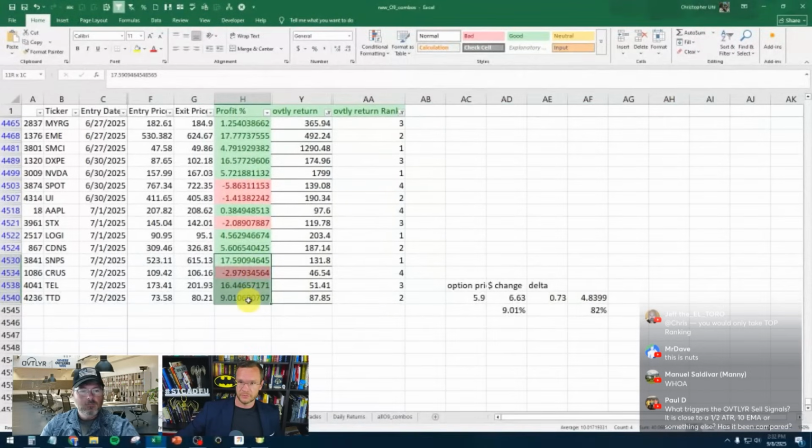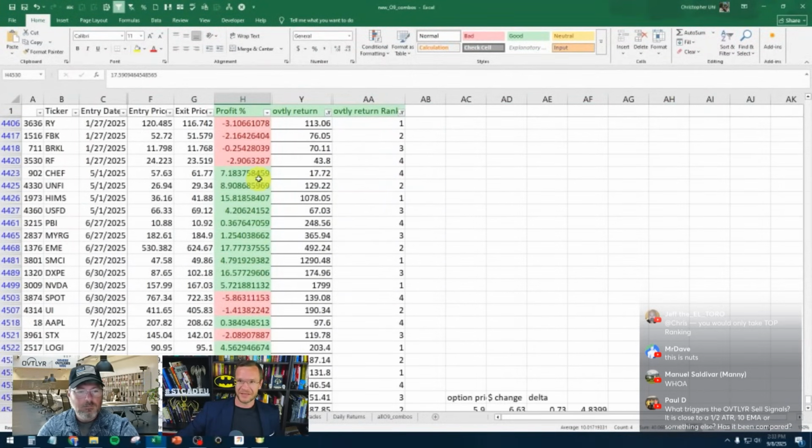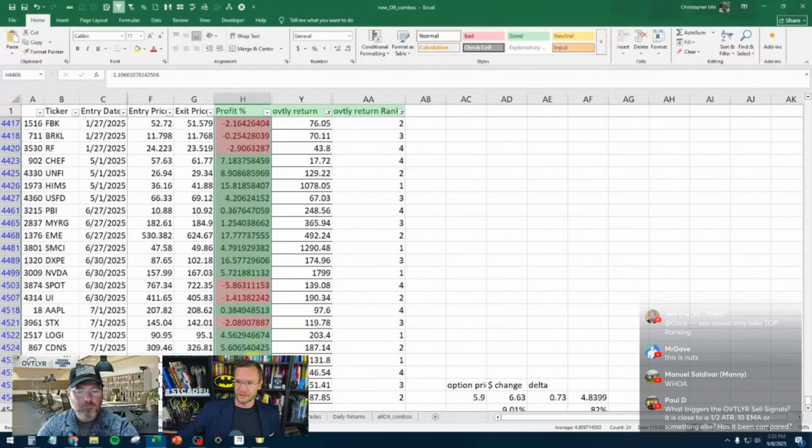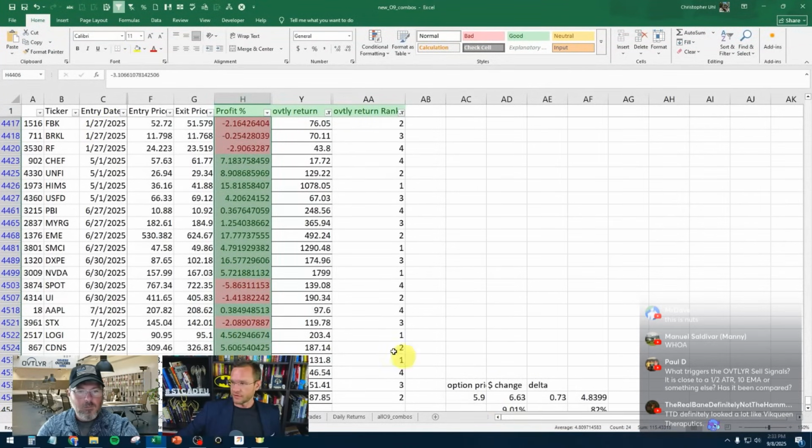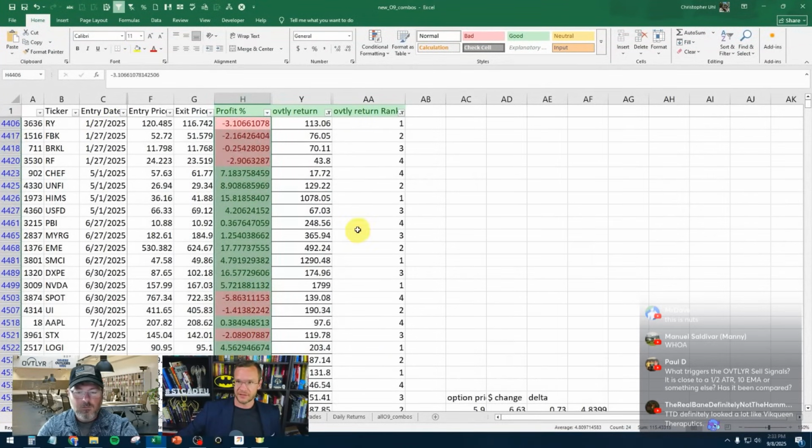So that'd be these 4. It's really, really nuts. So that again would give you, from January 27th to now, an average of 4.8 expectancy.